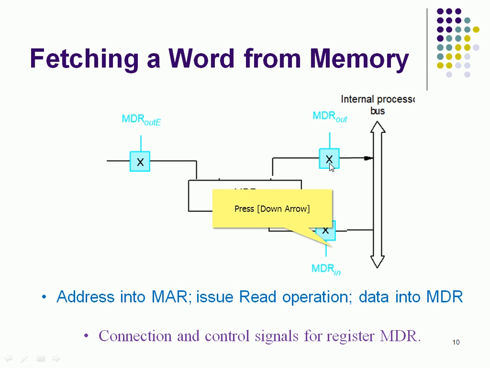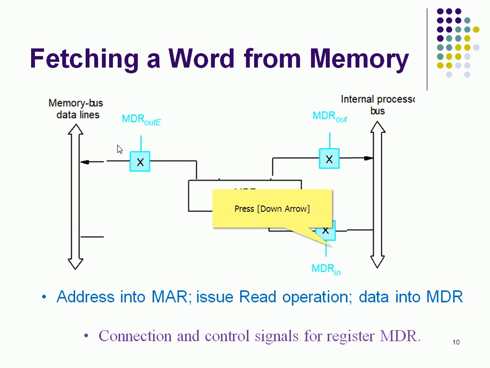Similarly, MDR out enable can be towards the memory bus, or towards the processor bus, right? So we differentiate the MDR out towards the processor bus and towards the memory bus. So we can discriminate them as MDR out E and MDR out. MDR out means that it is towards the processor bus. MDR out enable external, or MDR out external, is towards the memory.